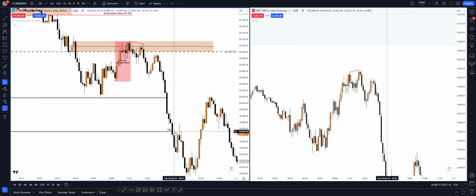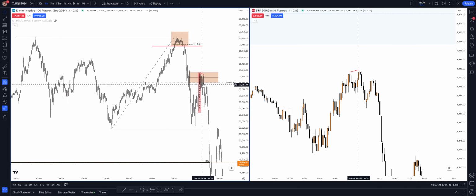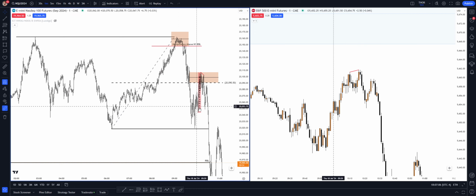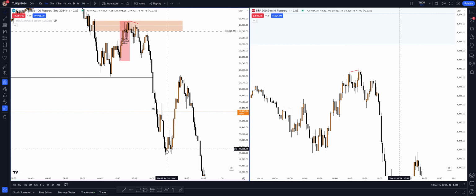Sell side is taken, PDL is taken. Let me just zoom out a little bit so you guys can see the market maker sell model here. This is the second leg. First leg, lower sell. Okay, so PDL is taken, it went for more.